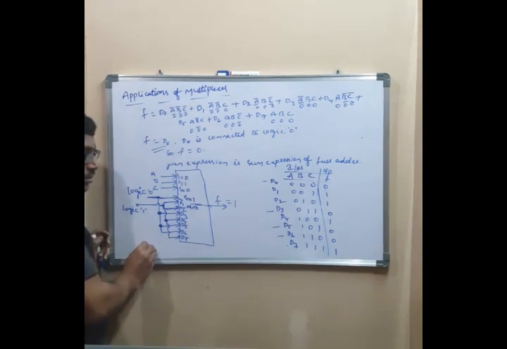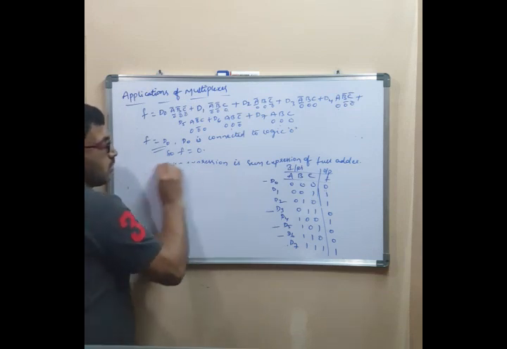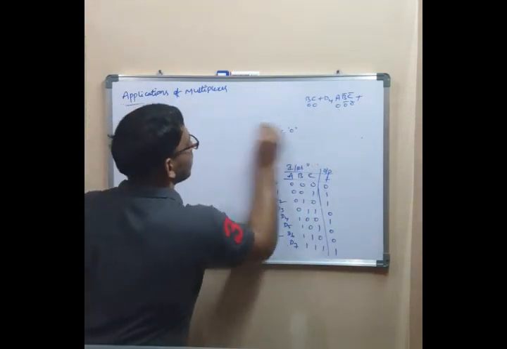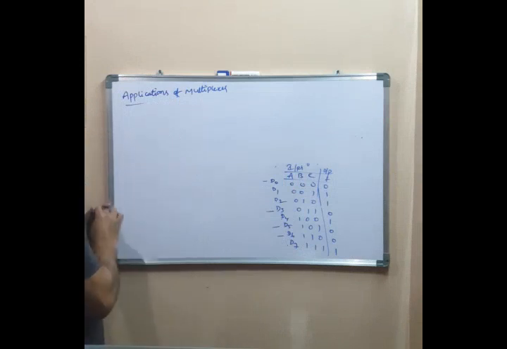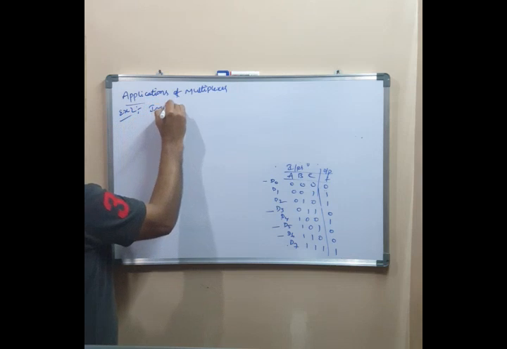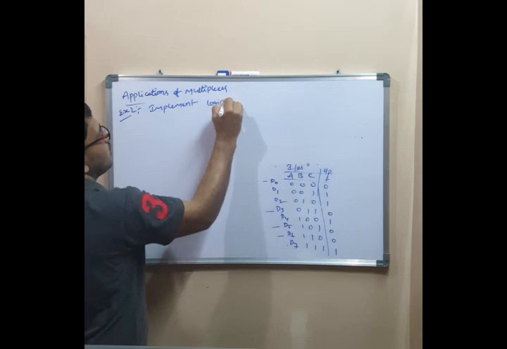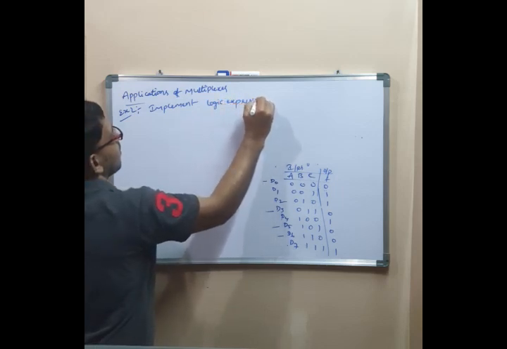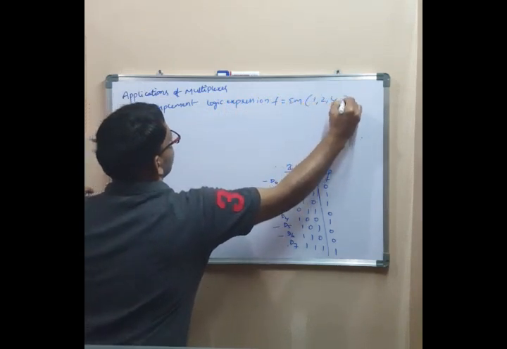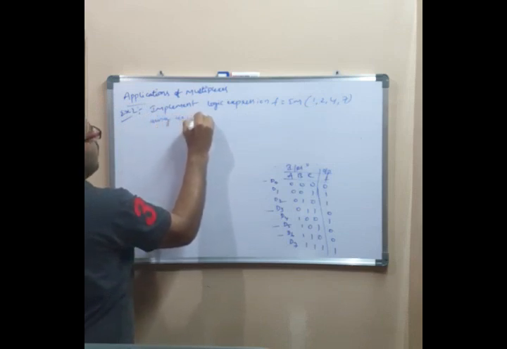I'm going to erase this. I will take the same expression, example 2: implement the logic expression F is equal to summation of minterms 1, 2, 4, 7 using a 4 into 1 mux.